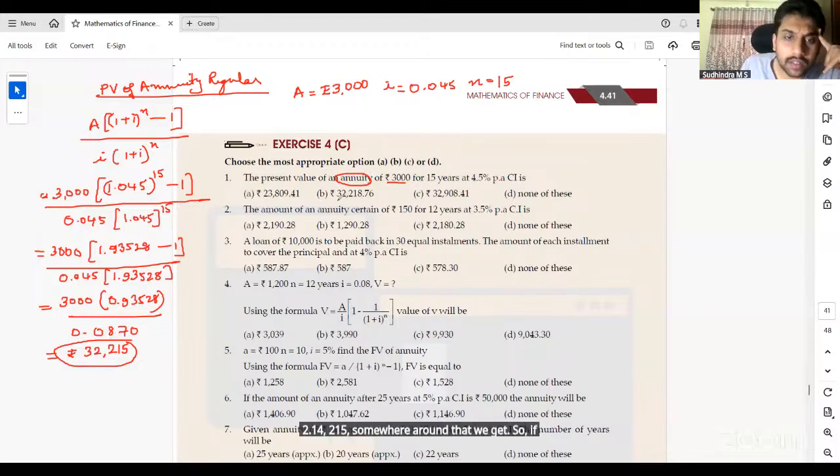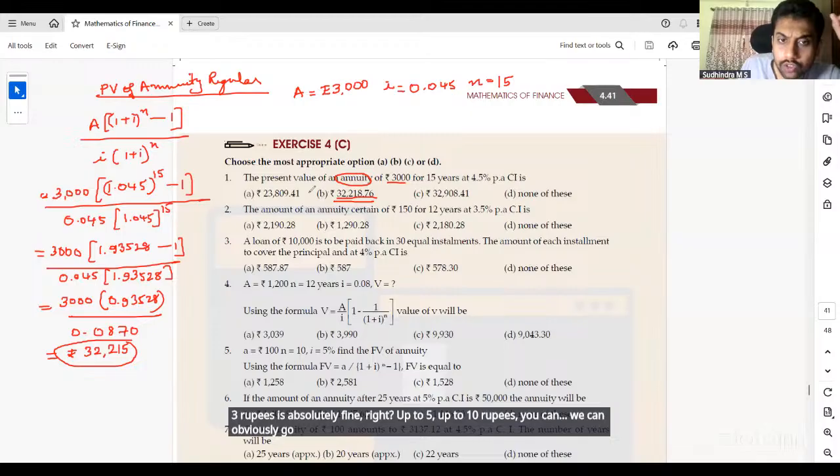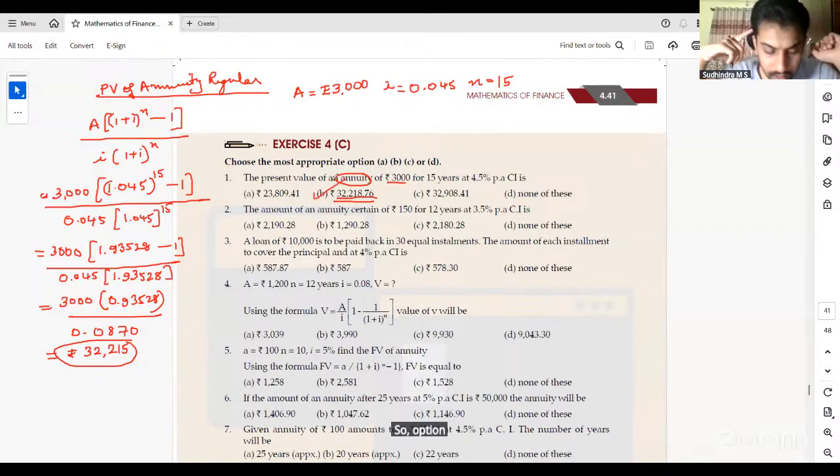So if I look at this, I have 218.3 rupees, which is absolutely fine. Up to 5, up to 10 rupees, we can obviously round it off. So option B is the nearest answer. Is that clear? Everyone following? Yes, sir. Excellent.